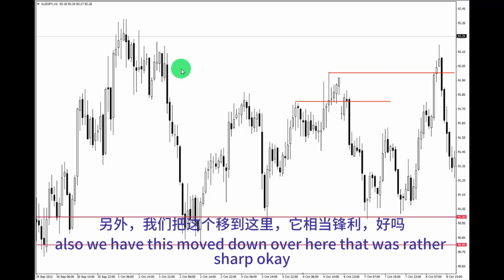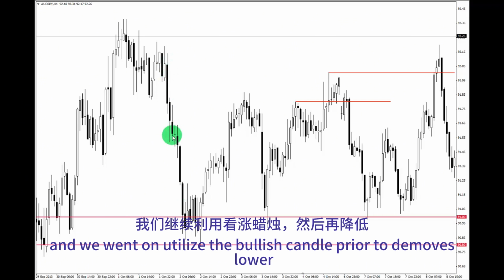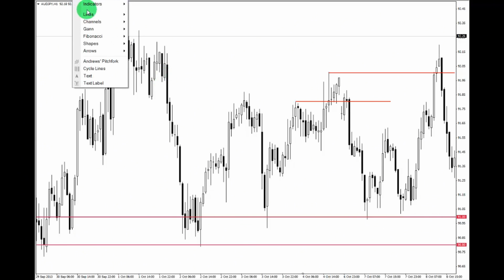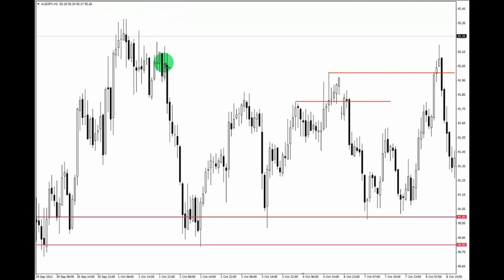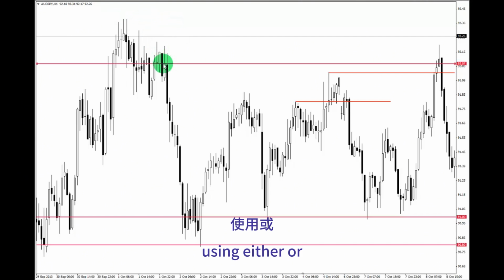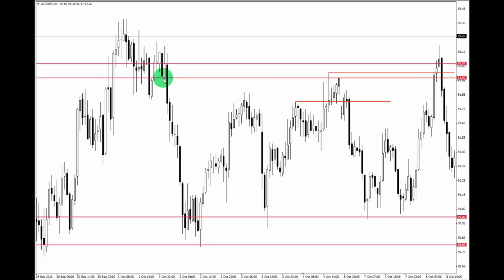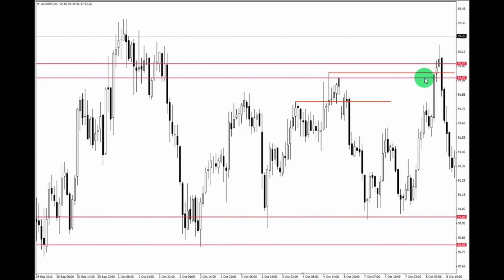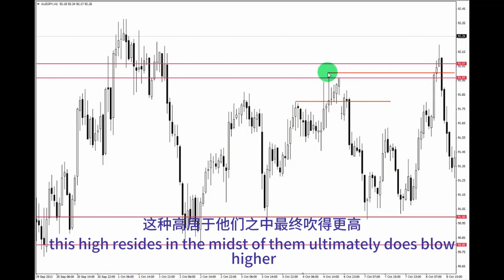Also, we have this move down over here that was rather sharp. Okay, and we want to utilize the bullish candle prior to the move lower. Here's your bullish candle. Here's a bullish candle here. If we look at that, using either or, it gives you a nice area to anticipate. And between this level here and this level here, this high resides in the midst of them. Ultimately it does blow higher.